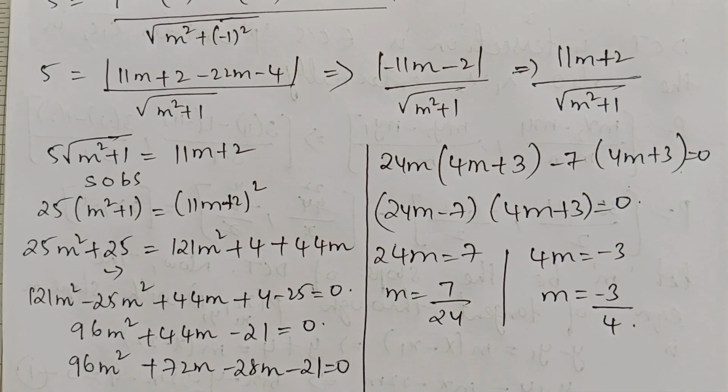So we got the values of slopes now. We have to substitute in the point slope form in order to get the equation of both the tangents.